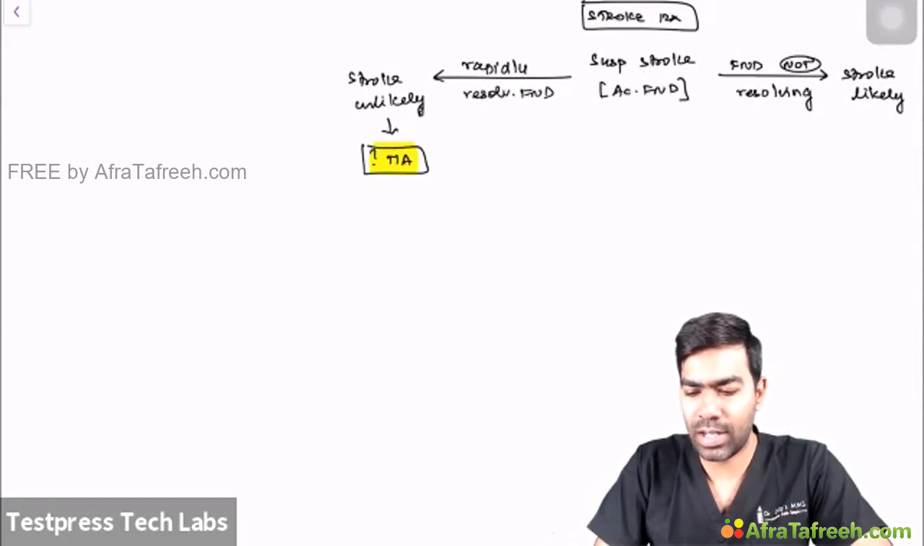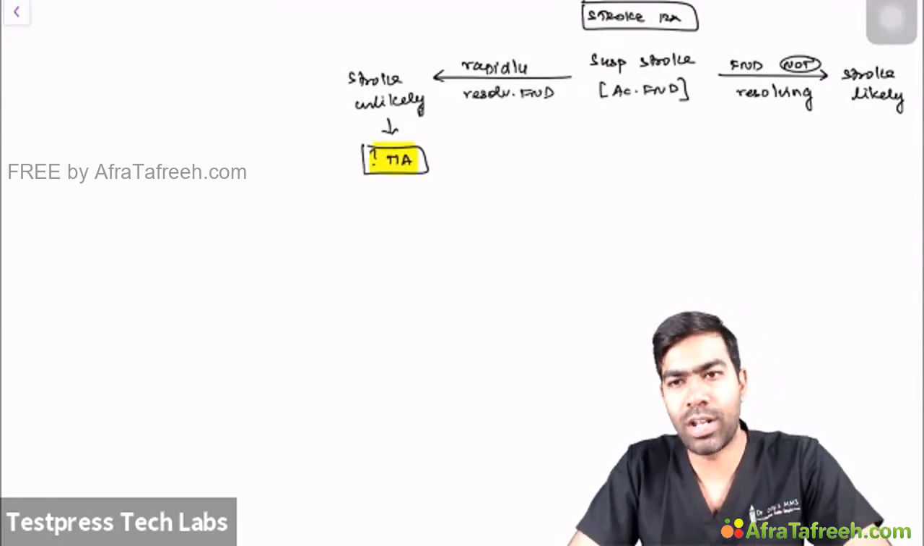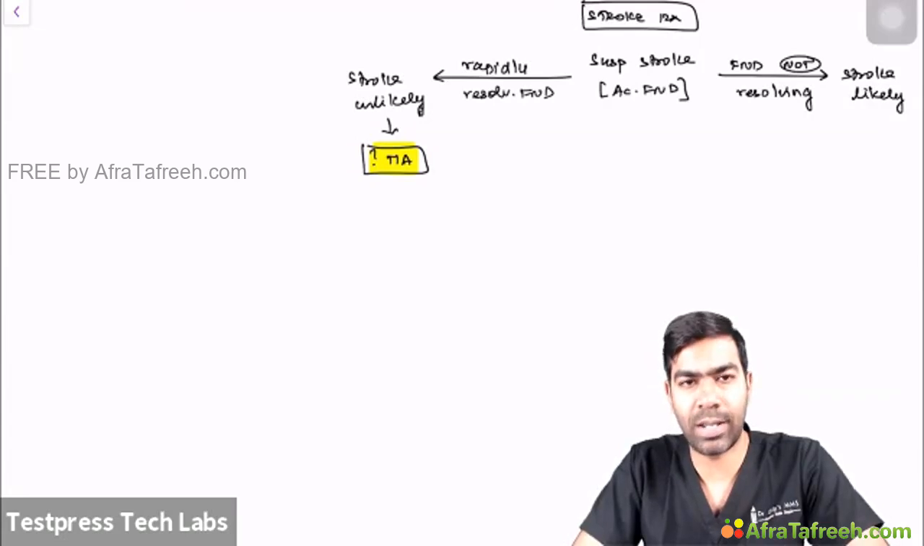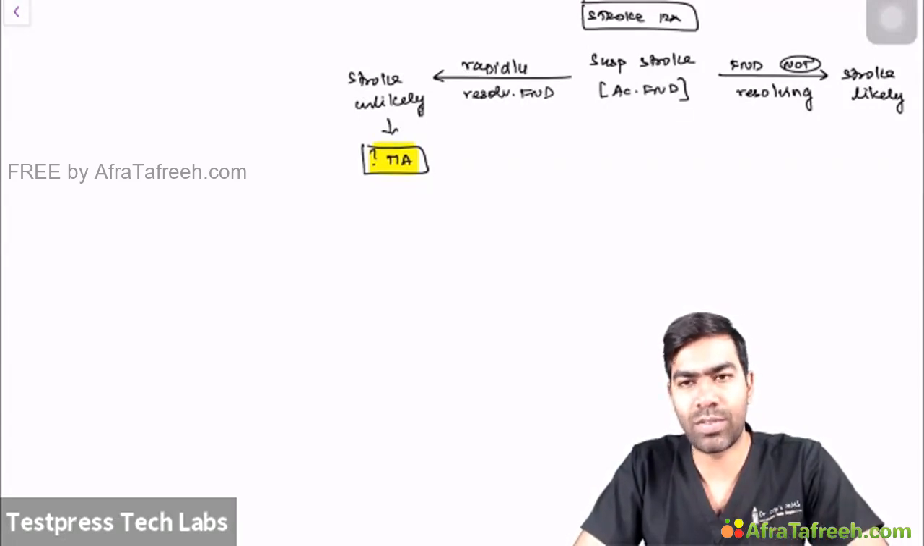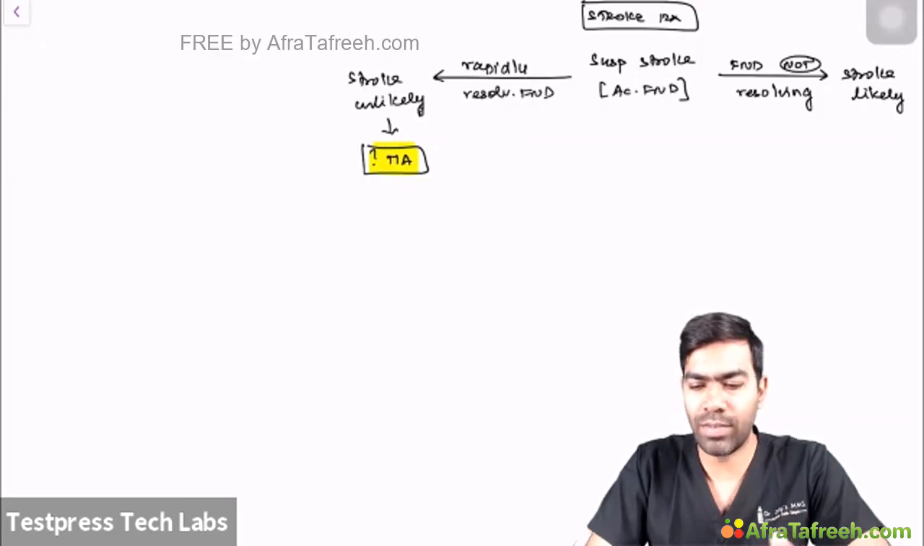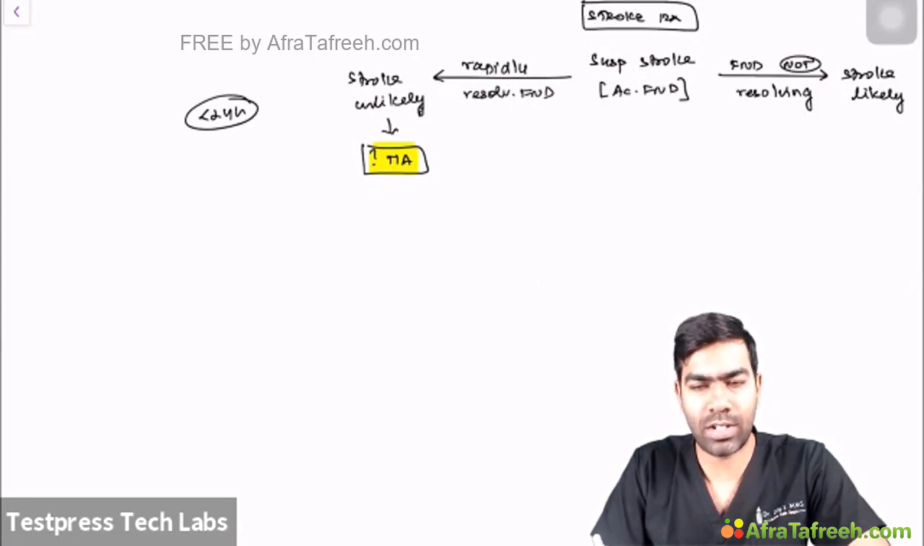So now in this setting, it's very important to know the definition of a TIA. Remember, the current definition of TIA is completely different, because everyone would have studied the older textbooks, especially Indian author textbooks, where TIA is diagnosed when the focal neurological deficit reverses completely within 24 hours. If the focal neurological deficit does not reverse within 24 hours, they used to call it a stroke.